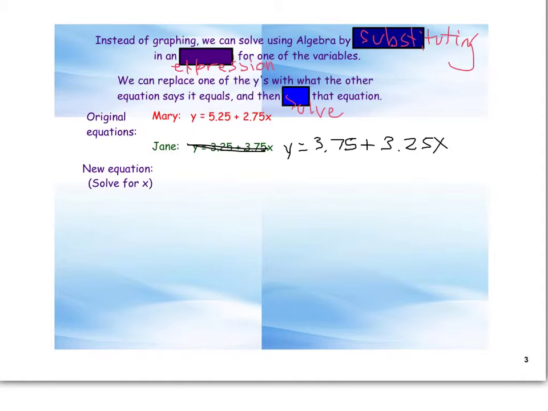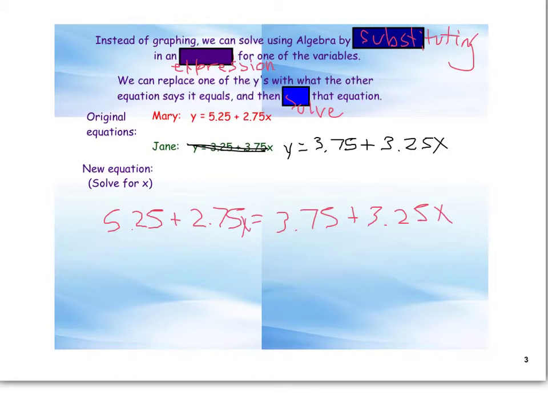So, what this means is, since this equation equals y, and this equation equals y, we can say that they equal each other. They both equal the same thing. So, we can set them equal to each other. If you take a look, we can say the equation for Mary is equal to the equation for Jane. And now we would solve for x.